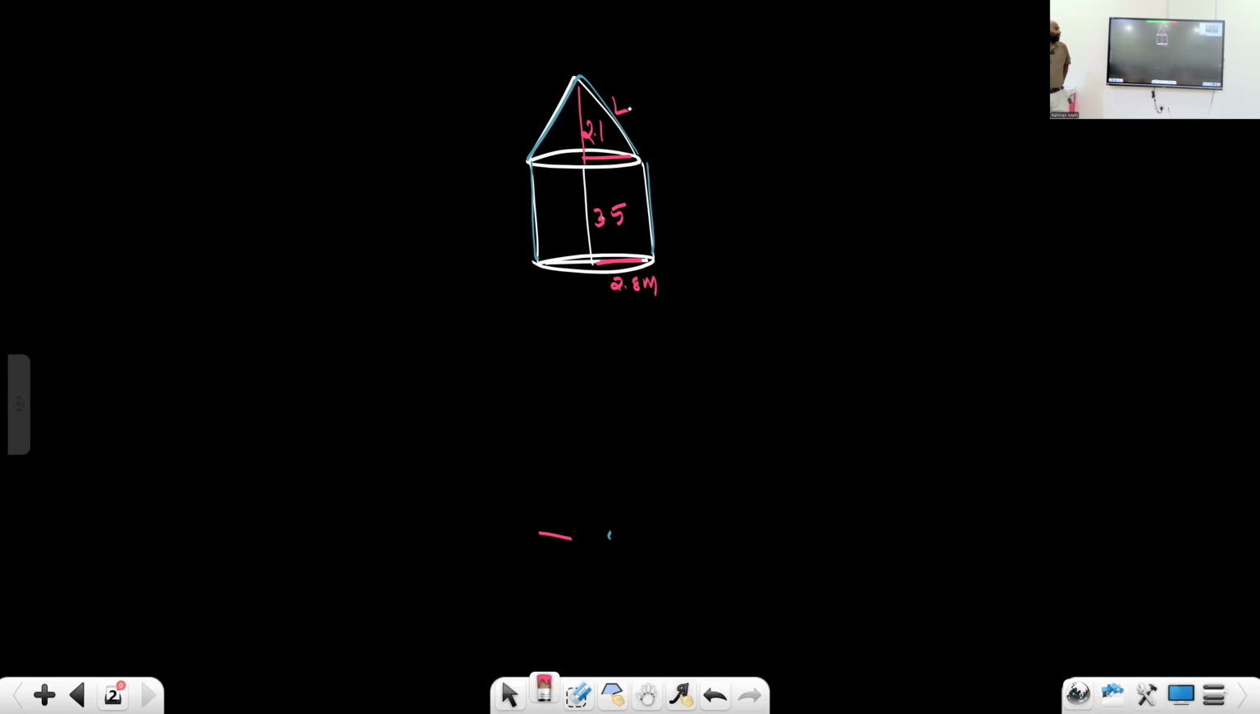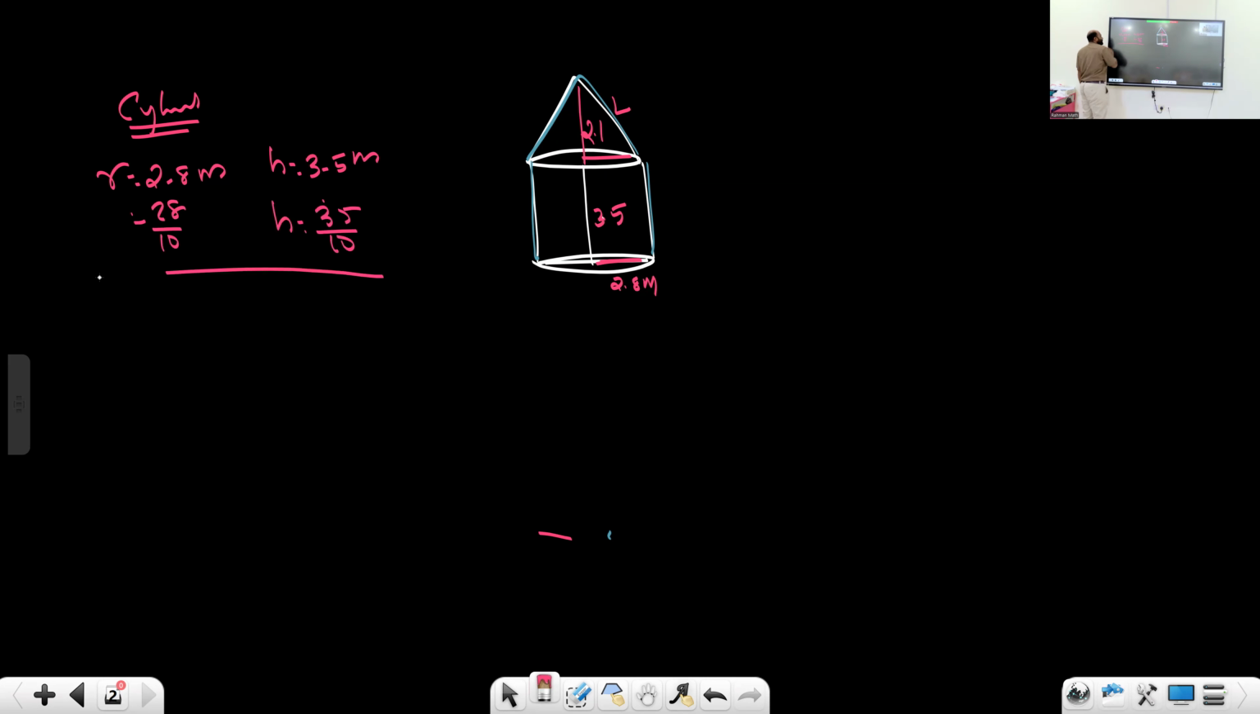Pythagoras we want to apply. Before that, the cylinder: radius is given 2.8 meter, height is given 3.5 meter. You can write 28 by 10 and 35 by 10. We can write them one by one differently, otherwise confusion will occur.